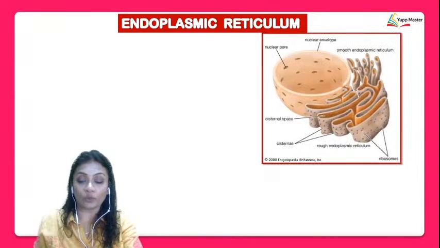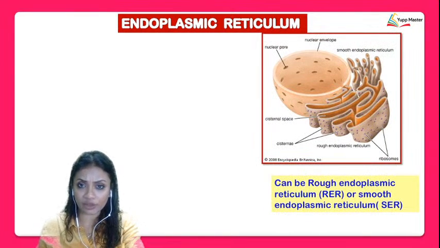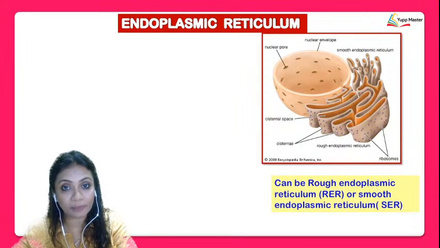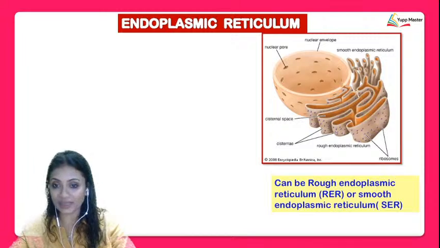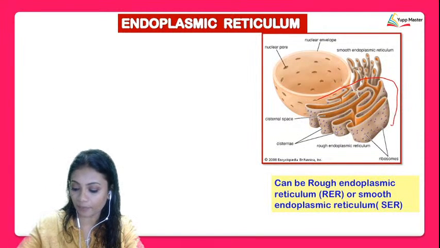Okay. Now we also see that there could be two types of endoplasmic reticulum. It may either be rough or it may be smooth. And that rough and smooth is based on the presence and absence of ribosomes. So basically, if ribosomes are present, look at this diagram, this example over here.